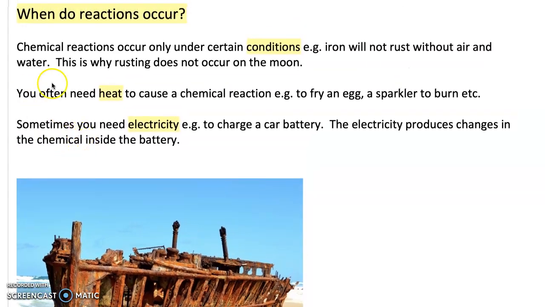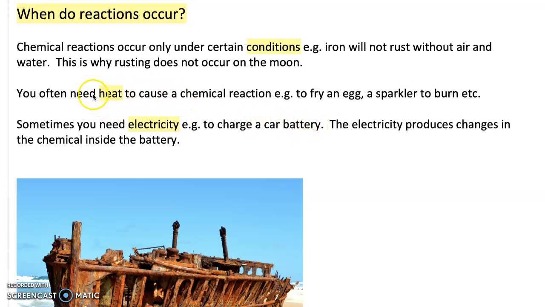So you often need heat to cause a chemical reaction, and if you don't even need heat, often what heat will do is make a reaction faster. So if you think about it, if you're trying to dissolve sugar into water, if you stir sugar into cold water, it will eventually dissolve, but if you stir sugar into hot water, it will dissolve much faster because it's got more energy, more chances for collision, and it will dissolve quicker.